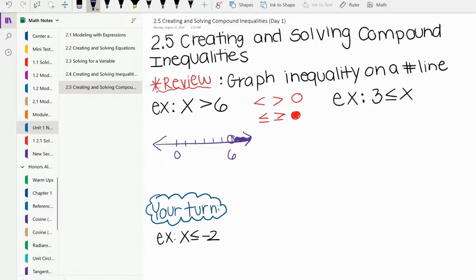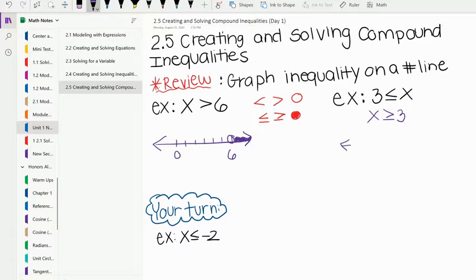But that only works if x is on the left. So for example, in the next one, according to that arrow trick, we'd want to shade to the left, but that's actually not correct. So if you'd like to always use that trick, what I would do first is make sure the x is on the left. Notice that the sign is facing towards the x. So all I did was rewrite it.